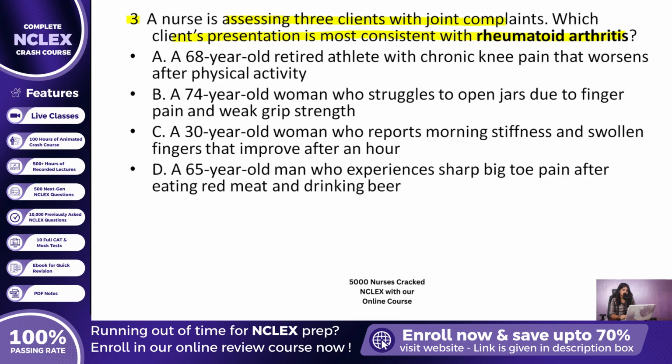The correct answer is C. A 30-year-old woman who reports morning stiffness and swollen fingers that improve after an hour. Let's see the rationale. This client exhibits classic signs of rheumatoid arthritis. Early onset, typically between ages 30 and 50. Morning stiffness lasting more than 1 hour. And bilateral joint inflammation, especially in the small joints of the hands. These are hallmark features of autoimmune arthritis. Let's see why other options are incorrect.